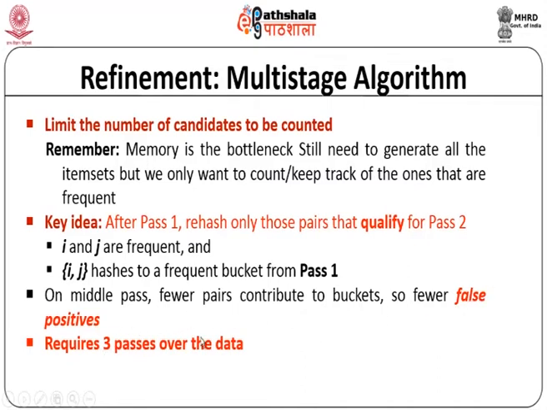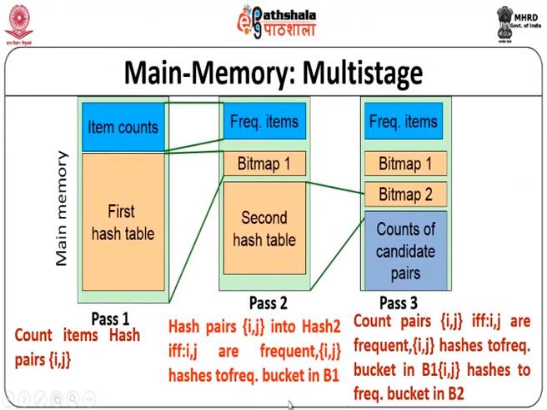third pass. This refinement algorithm, when visualized in the form of a diagram, works as follows. During pass 1 the item counts are generated, the frequent items are identified, and then you create a hash table. From this hash table you map the frequent item pairs to the binary vector bitmap 1. All the frequent item pairs hashed to this bitmap vector will now be passed to the next phase. Before passing them to the next phase, you have to construct the second hash table, which is mapped to another binary vector, bitmap 2. Whenever an item pair i, j hashes by the hash 2 function, if and only if it is frequent, it will be passed to phase 3, that is, mapped to the corresponding bucket in bitmap vector 1.